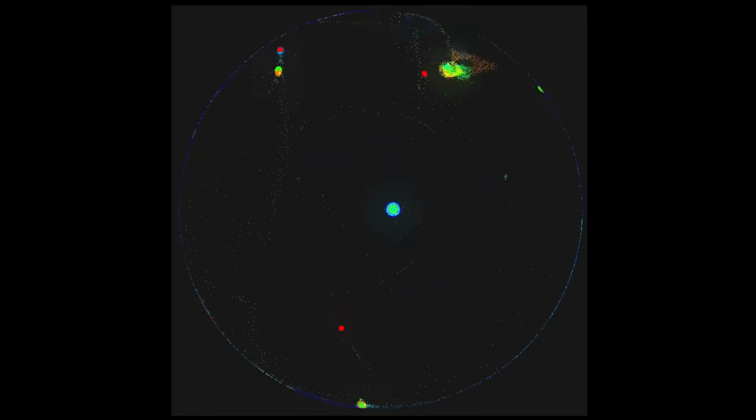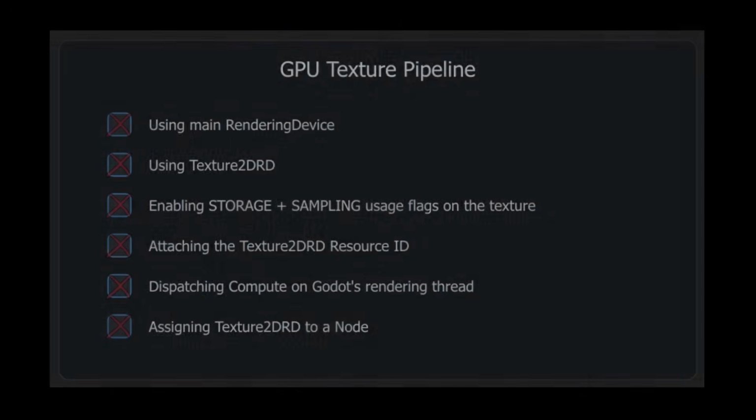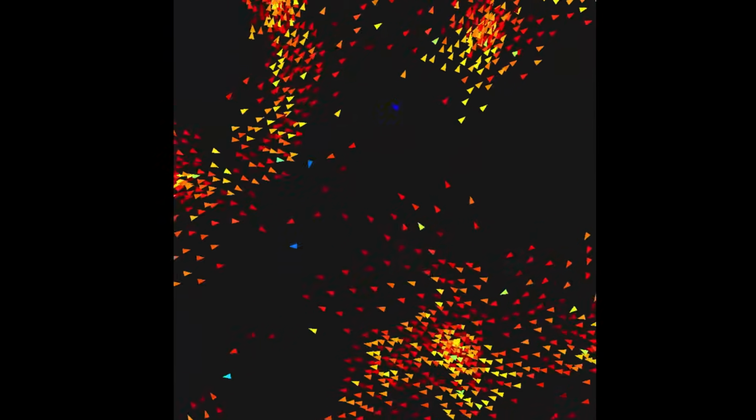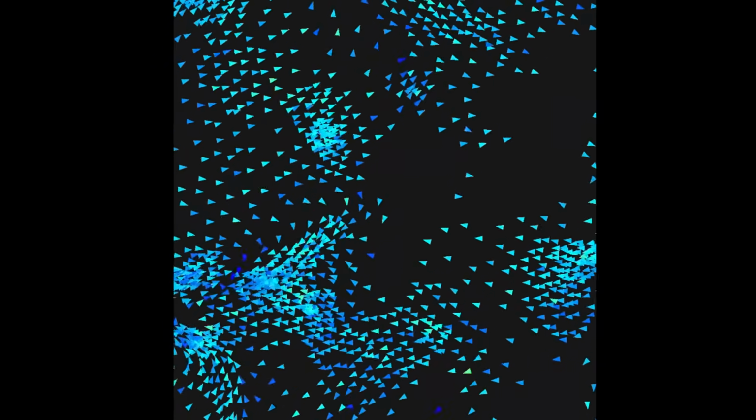CPU texture readbacks can be useful for debugging, and sometimes they're just required for your workflow. But they shouldn't be part of the end solution if high performance is the goal. When everything lines up, though, the result is exactly what we want. GPU-generated image data staying on the GPU from compute to display. When you remove CPU readback from the loop, more performance suddenly becomes available.